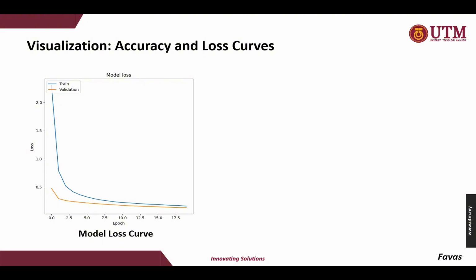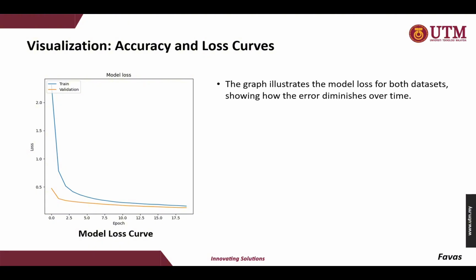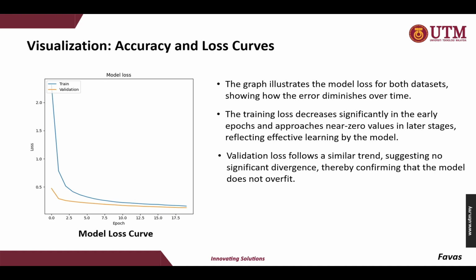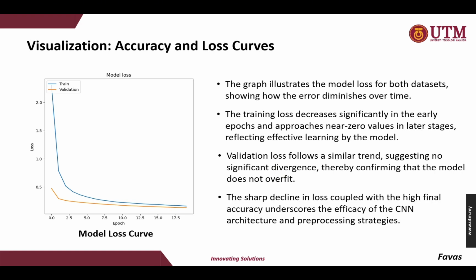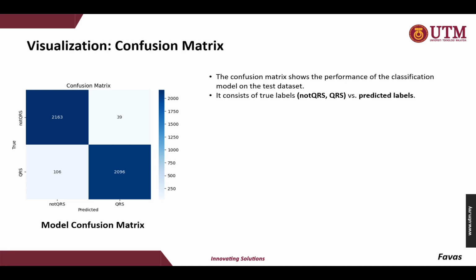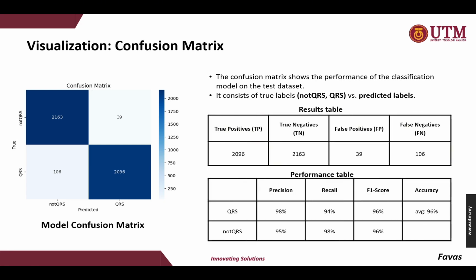Visualization of loss curves. The graph shows model loss for both training and validation datasets. Training loss drops sharply in the early epochs and goes near zero, indicating effective learning. Validation loss follows a similar trend, confirming no overfitting. The sharp decline in loss, along with high final accuracy, highlights the effectiveness of the CNN architecture and pre-processing. Visualization using the confusion matrix. The confusion matrix highlights the model's strong performance with high precision and recall for both QRS and non-QRS classifications. The F1 score and average accuracy are both impressive at 96%, indicating effective classification and minimal errors in detecting QRS events.